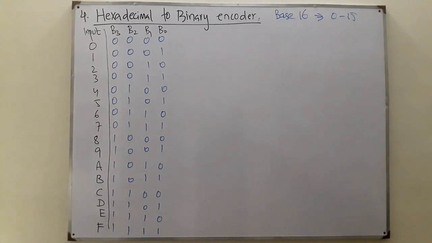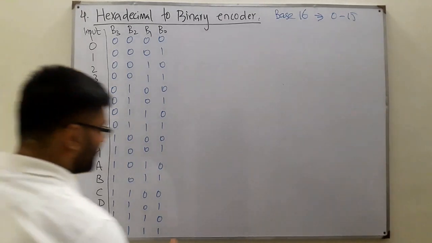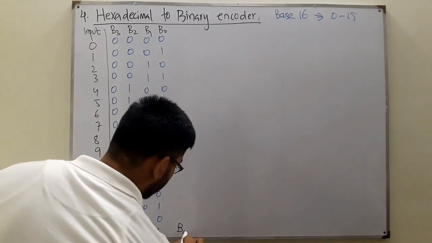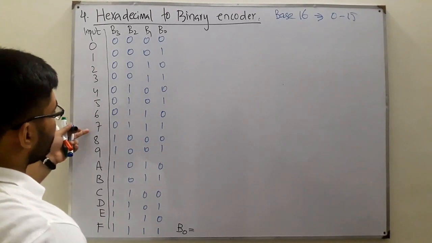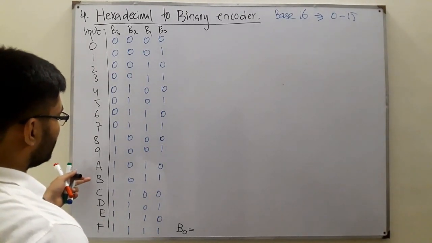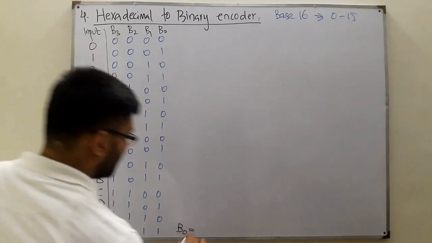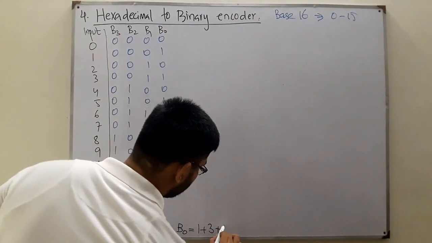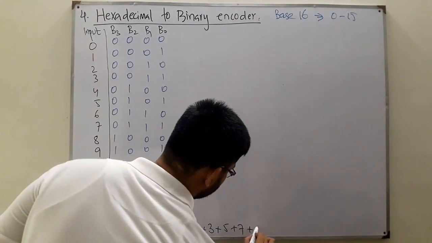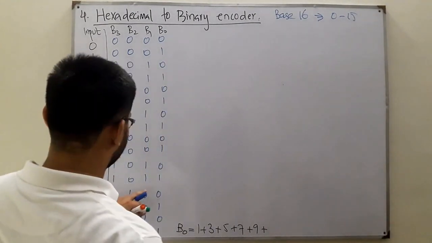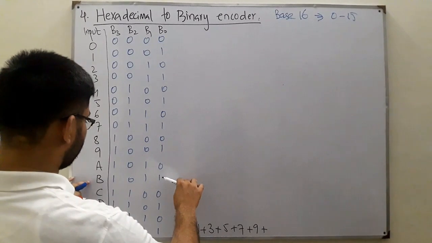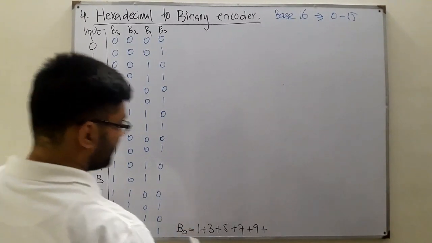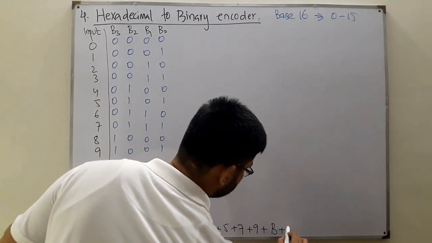Now what do you do? You have 4 bits. We check for them, all right? So let's say first for B0. Over here I have for B0. So these would be all the odds: 1, 3, 5, 7, 9, then B, D, and F, all right?